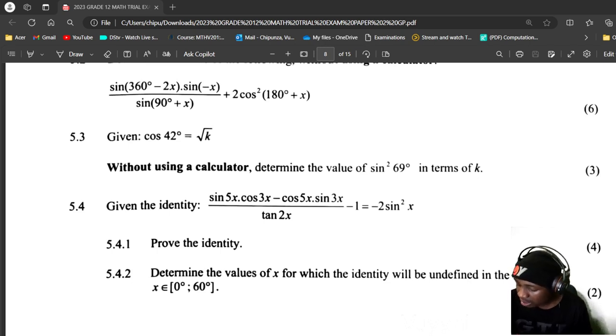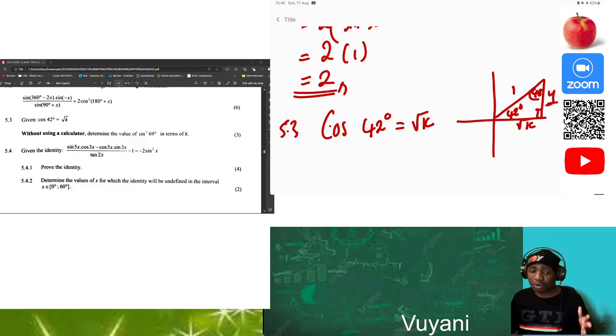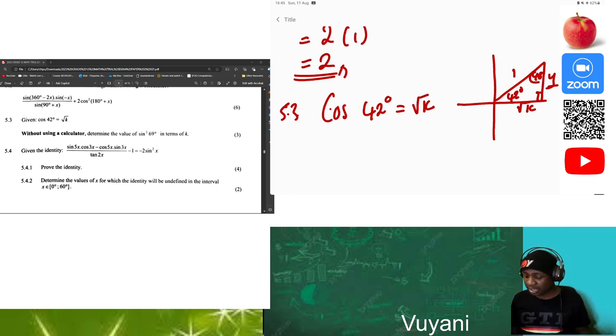So this will be 48 degrees on that angle. It's just us plotting, and we can calculate this y value when we want to. Let me remove that big screen so that everyone can see. Here we go. So now we are given cos 42 degrees, so we know something about 42 degrees. And now our question is, we need to calculate the value of sine squared of 69 degrees in terms of k. How do we relate 69 degrees to k?